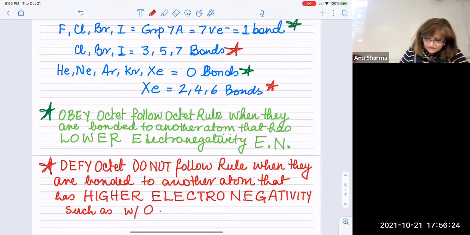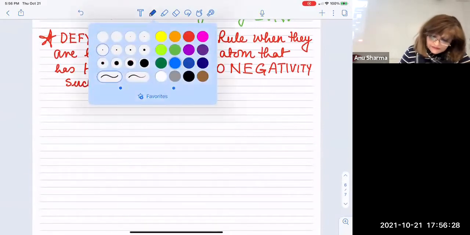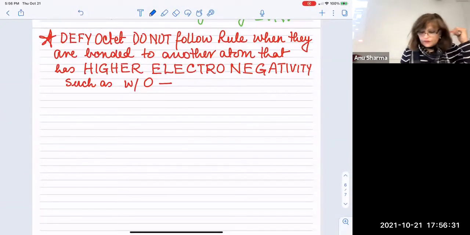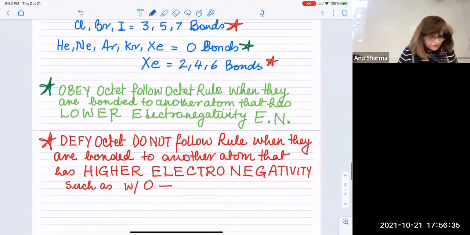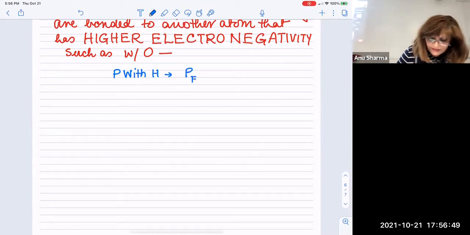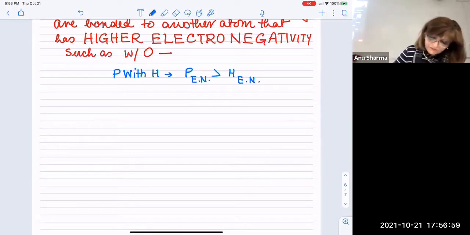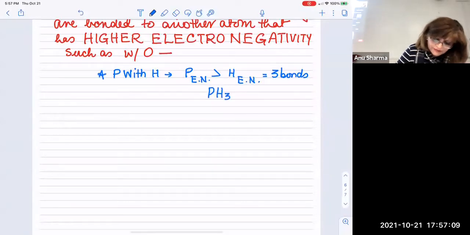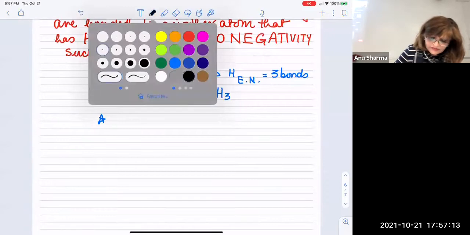Such as, for example, with oxygens. Look at phosphorus. Phosphorus, when it combines with hydrogen, in this case phosphorus electronegativity is higher than that of hydrogen. Hydrogen has a lower electronegativity. So in that case, phosphorus will make only 3 bonds. It's following the octet rule. So it will make a molecule PH3. This is one piece. But on the other hand, these are the examples.